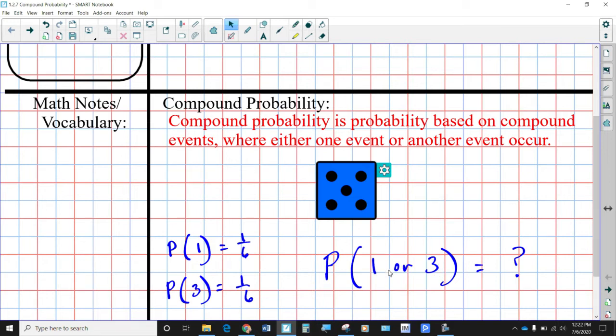Okay, so if you think of the 1 as being a winner, you've got a 1 in 6 chance of winning. If you think of the 3 as being the winner, you've got a 1 in 6 chance of winning. But if you win with either a 1 or a 3, what do you suppose is going to be the process that we're going to use to figure out that probability? That's what this chapter lesson is about.